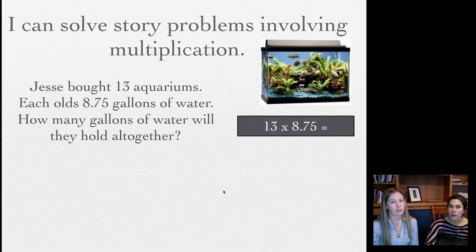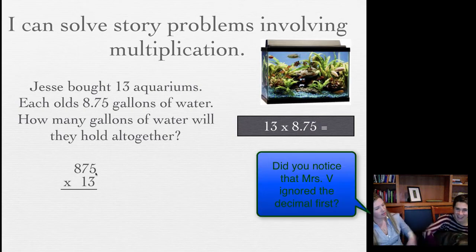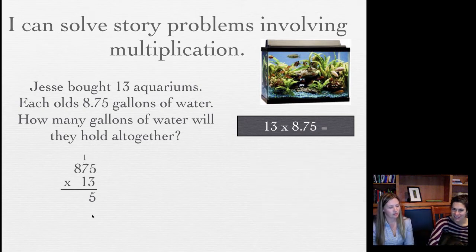How many gallons of water will they hold all together? So here you're going to want to think about, well, I have to multiply these 2 sets of numbers together, and then once again just showing you the shortcut method way. Now we have to solve this. So we have 3 times 5 equals 15. So carried my 1 over here. We have 5 in the ones.